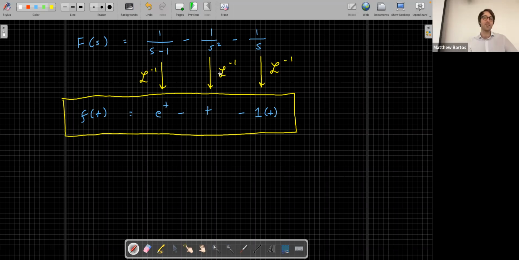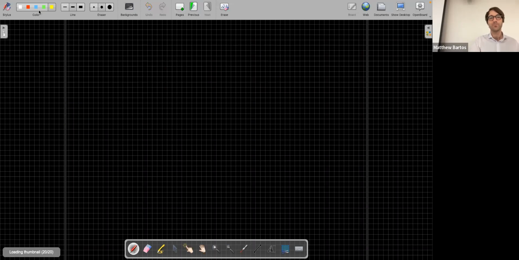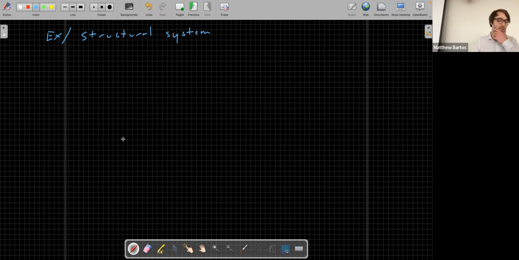10 minutes. Okay, so I'm going to quickly go through an example of a system with higher order dynamics and how you can solve something like that via inverse Laplace transform. I probably won't have time for the entire example, but we're going to go through the example of the structural system again and how we can solve that using the inverse Laplace transform technique. Specifically, how can we make it amenable to the inverse Laplace transform technique?